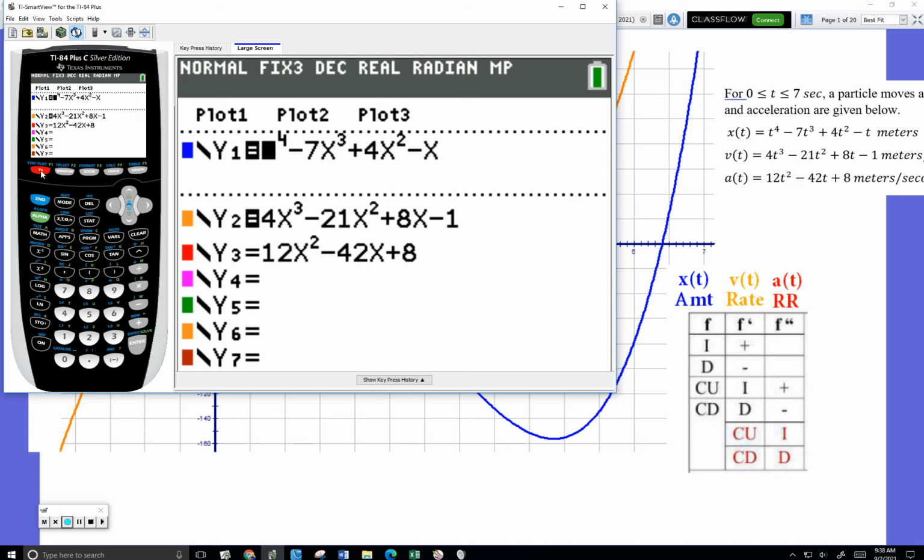Oh, gotcha. So hit mode. Change that to radian. So go down. Enter. Go down again. Move, hit enter for function. Now it's ready. Hit Y equal. There we go.